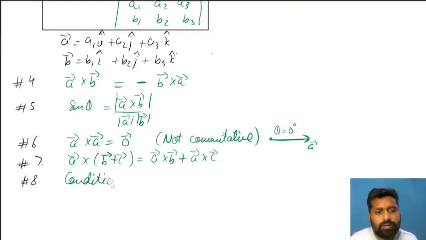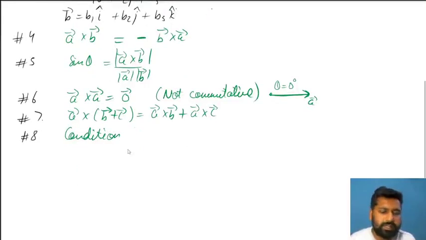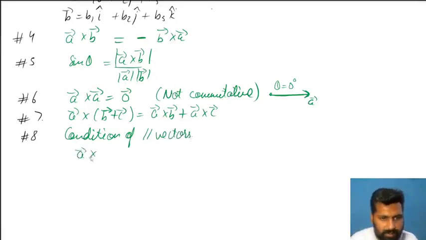You might wonder why I'm saying lines. The next chapter you'll study is 3D, and in 3D vectors are used to represent lines. So the condition of parallel vectors is A cross B is equal to 0. The cross product should be 0, but you should also know that if two vectors are literally parallel, we can directly say A is lambda times B.